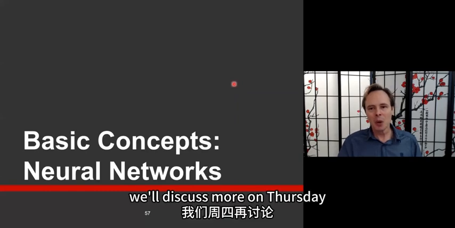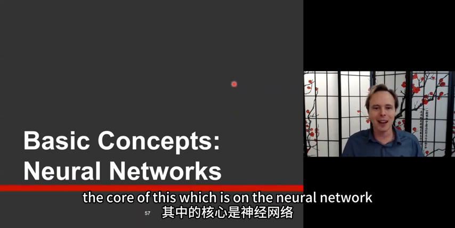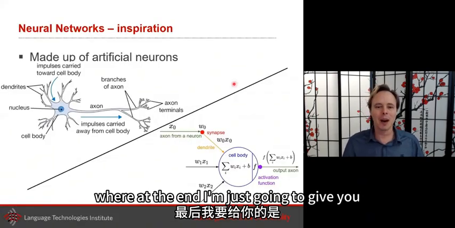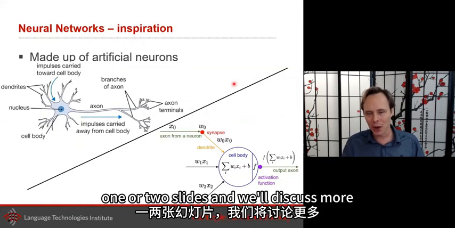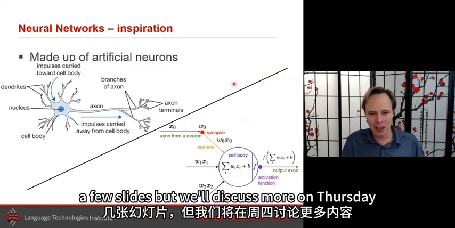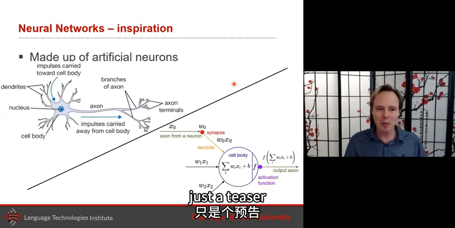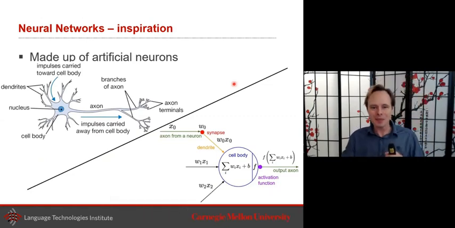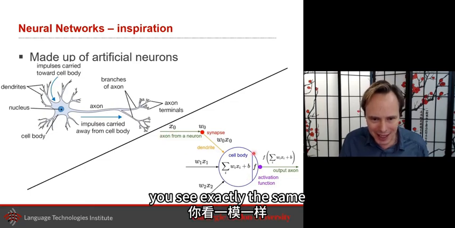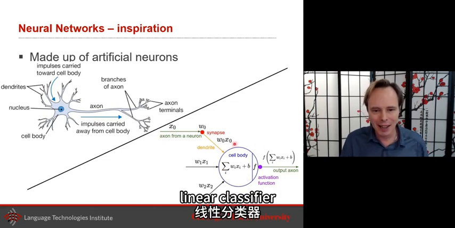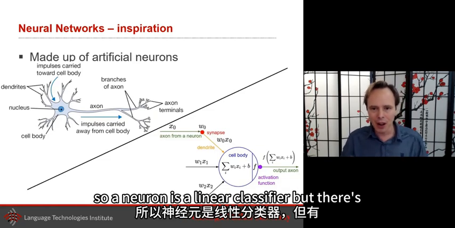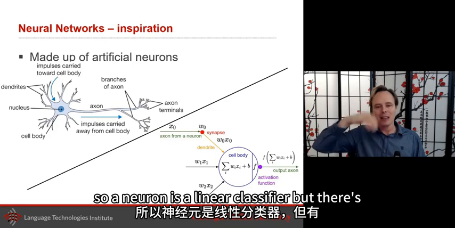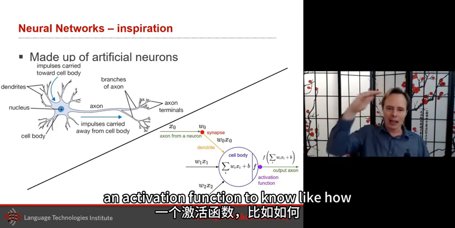So we'll discuss more on Thursday the core of this, which is the neural network. At the end, I'm just going to give you a few slides as a teaser. But neurons, what they are, are linear classifiers. That's really the core of it. You see exactly the same linear classifier. So a neuron is a linear classifier, but there's an activation function.